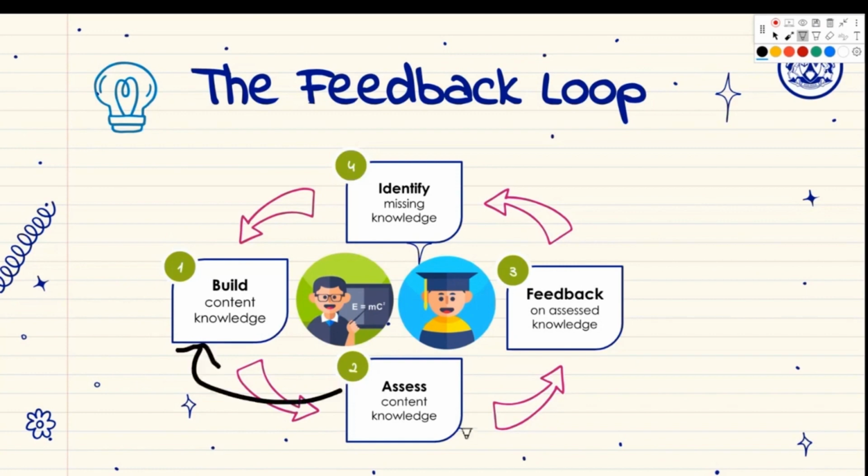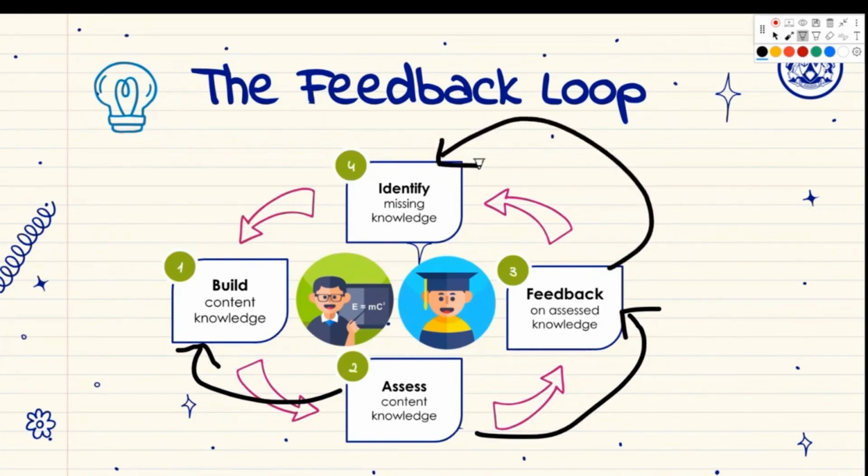Then a critical step is, once we've assessed that, we need to give them feedback. Do they know, or what did they get wrong? What don't they understand? This can be done either as a teacher giving feedback or a learner getting feedback on his own. But here's the crux. The idea is this feedback we should be using to identify missing knowledge. What is missing? What part of the knowledge have we not covered yet? And then lastly, once we know what we have not covered yet, we go and build that knowledge again.